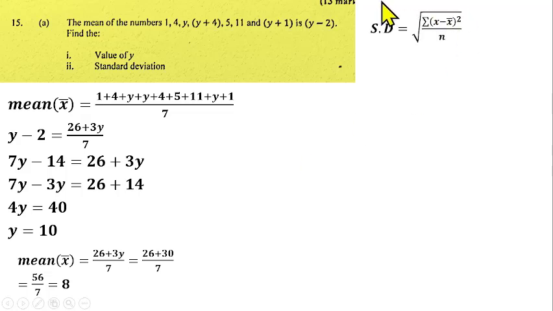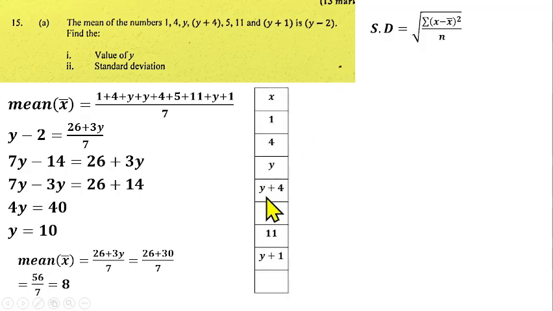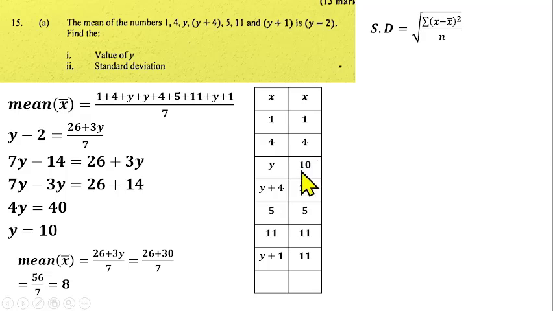So if you now look for the standard deviation of an ungrouped data, that will be the square root of the summation of the deviation squared over n, because this is an ungrouped data. Now this is the data. If you arrange it vertically, we have 1, 4, y plus 4, 5, 11, and y plus 6. So if you return the value of our y here, which is 10, so as to get the complete value of x, you'll be having 1, 4, 10, our y is 10, here will be 14, 5, 11, then here will be 11. So we now know the value of our x.